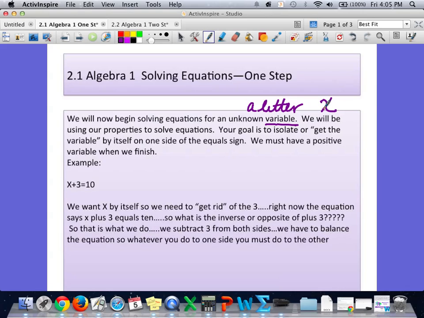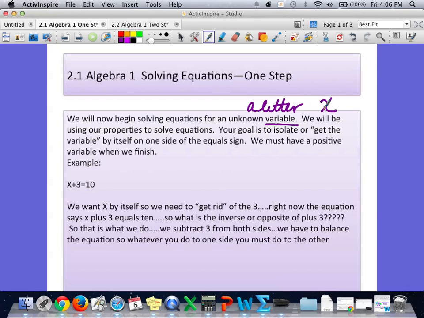And you remember those properties: adding, subtracting, multiplying, dividing, associative, commutative, those kinds of things we'll be using. Your goal is to isolate, which means get the variable by itself on one side of the equation sign. Most people want to have the variable on the left, but you don't have to. You should get used to having the variable on either side of the equation by itself. But we'll practice to start with on the left.